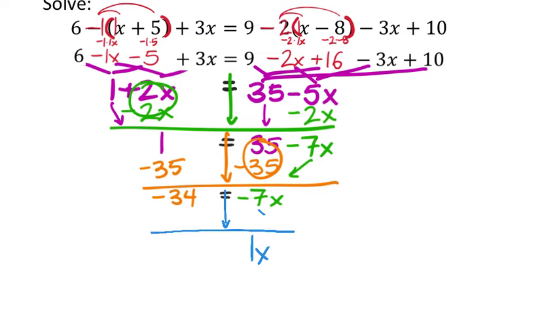Now, instead of showing this as a divide sign like I've been doing, I'm just going to show it as a fraction line. Okay, so divide by negative 7 on the right, divide by negative 7 on the left, and this should give me my answer. I'm going to put that in the calculator. I'll keep this as a fraction, 34/7.